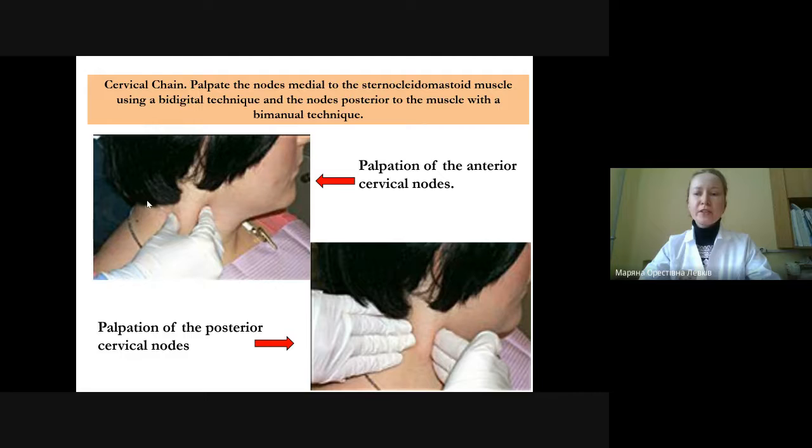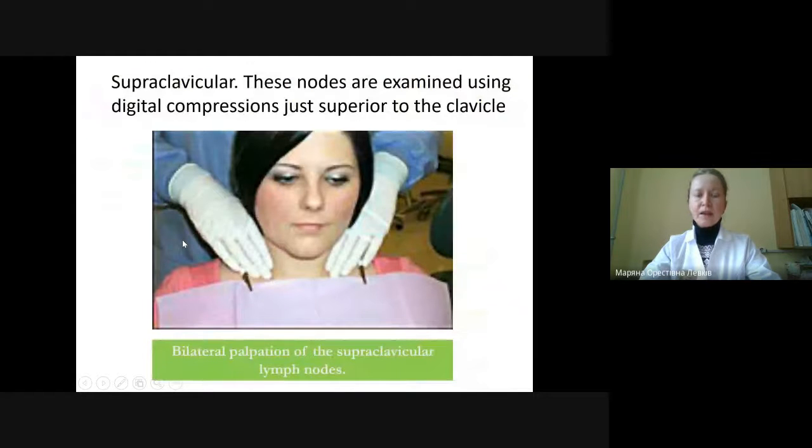Palpate the nodes medial to the sternocleidomastoid muscle using a bidigital technique and the nodes posterior to the muscle with a bimanual technique. So here you have the palpation of the posterior cervical nodes and palpation of the anterior cervical nodes. Supraclavicular lymphatic nodes. These nodes are examined using digital compressions just superior to the clavicle.